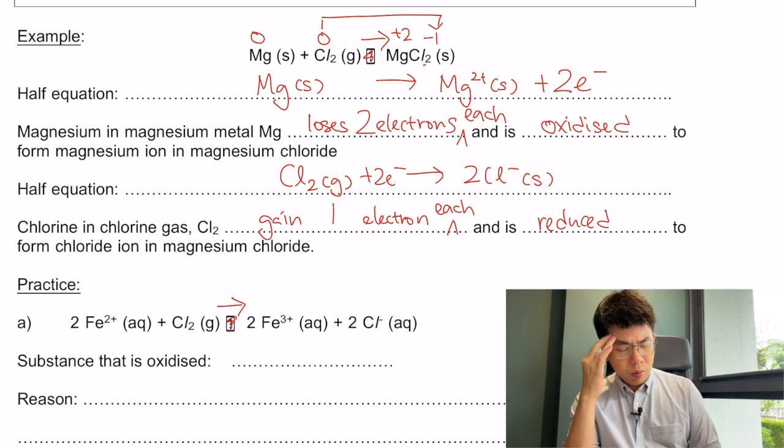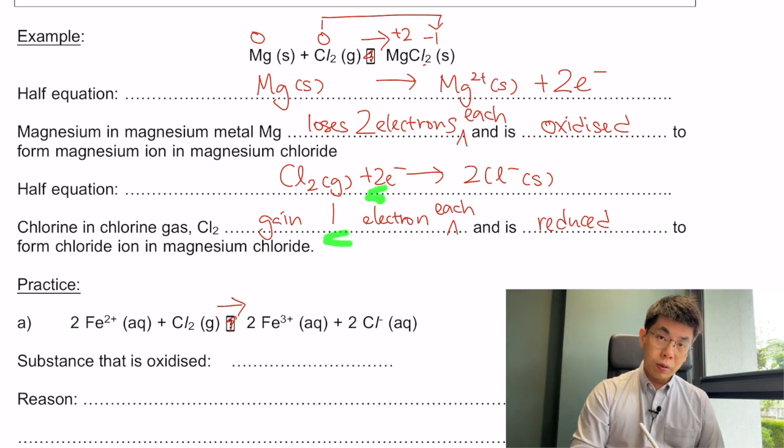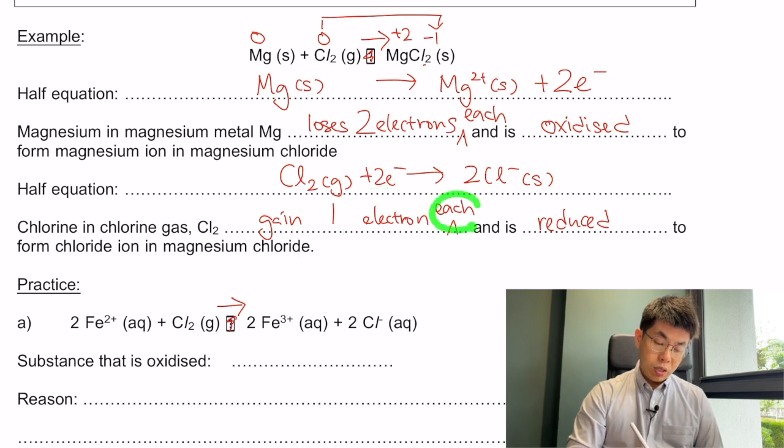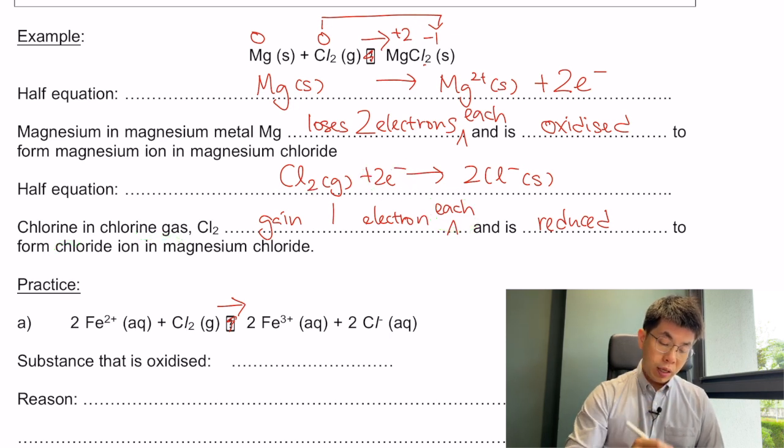Then you might say, hey, Mr. Benjamin, this is not correct. You tell me gain 1 electron, but here is 2 electrons. That is why this word each is very important. Because the chlorine in chlorine gas, there are 2 chlorine atoms in chlorine gas, they gain 2 electrons in total, but they only gain 1 electron each.